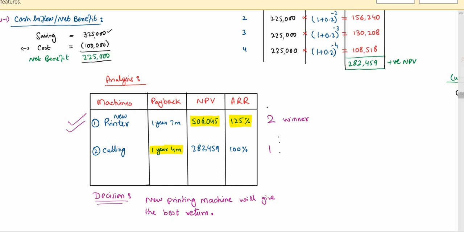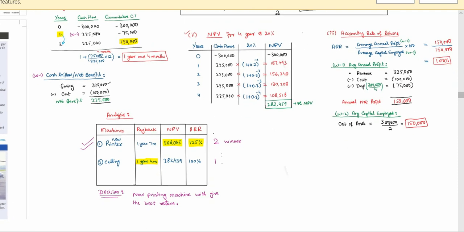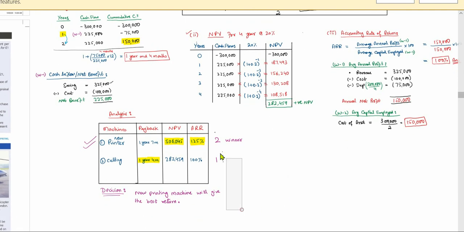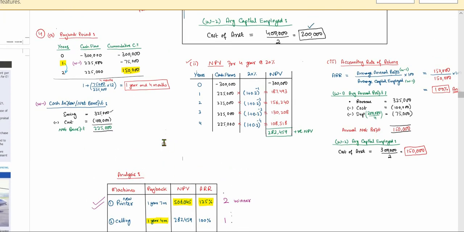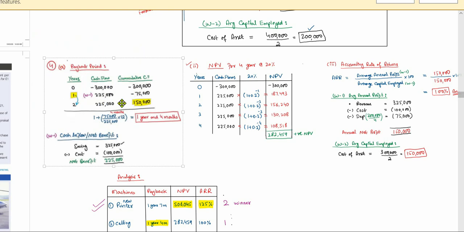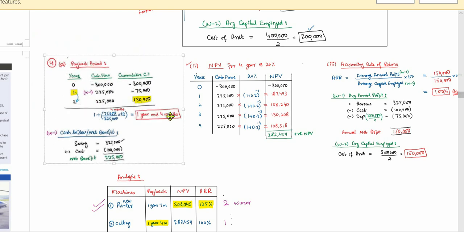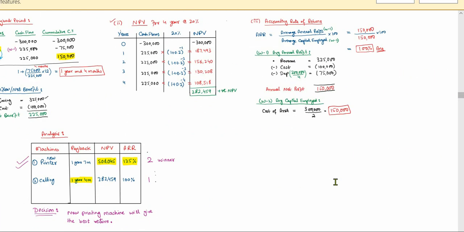Any problem in this? Do you want to note anything? Okay, note it. And you have to learn how to make a decision. You compare every project appraisal method one by one, and then check which asset is more favorable.